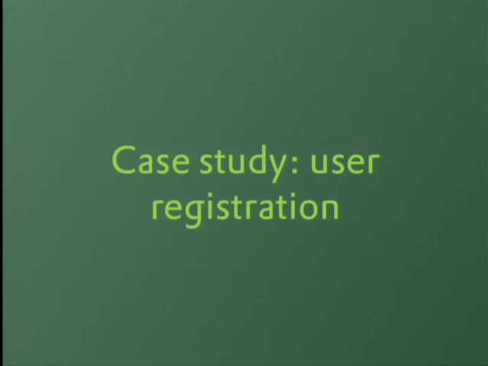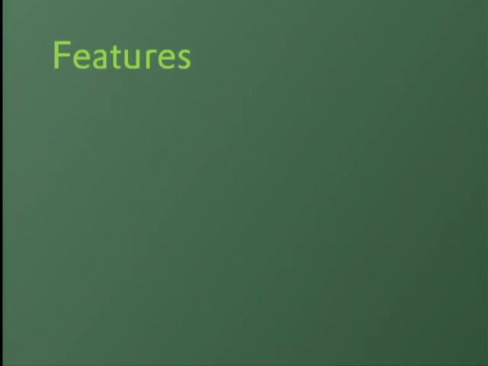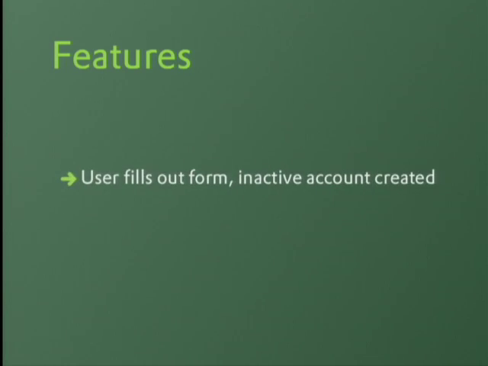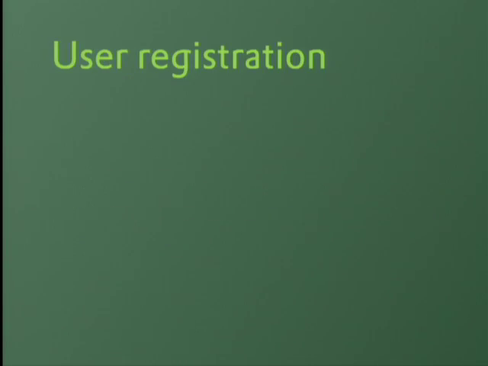So I want to look at a case study, just give an example of this. Some of you may have used this site, djangosnippets.org, where people can put up little snippets of code and share them. When I put this up live, I needed some way for people to be able to sign up and fill out a form like this. And so I wrote a little user registration application. And its feature list basically goes like this. You fill out the form, you get an inactive account, you get an email with a link that you click to activate your account, and that's it. That's what this application does.